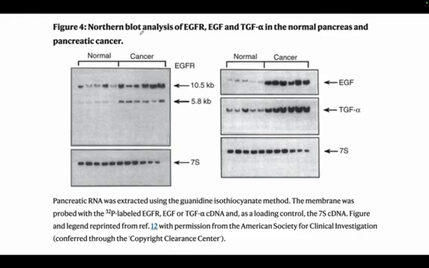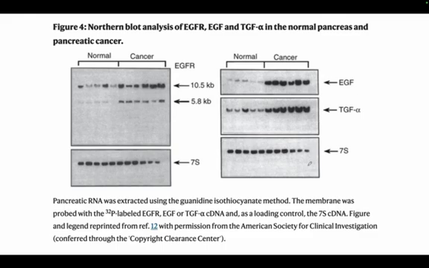Another example of northern blot analysis. This time we're looking at different growth factor genes, so EGFR, EGF receptor, EGF, and TGF alpha. These can be used as cancer markers. And what they're looking at is the expression of these in the normal pancreas and pancreatic cancer cells. So if we look at this EGFR blot, okay, we can see that the density of the band obtained in normal cells is far less than that in cancer cells. Same goes for EGF and TGF alpha.